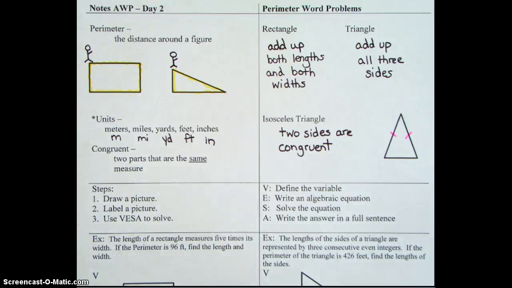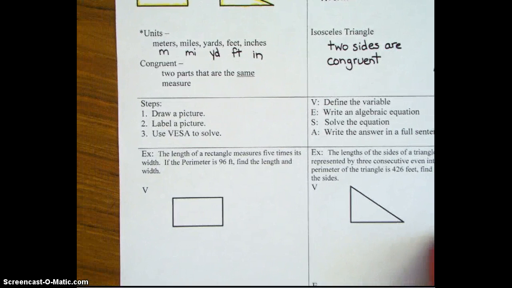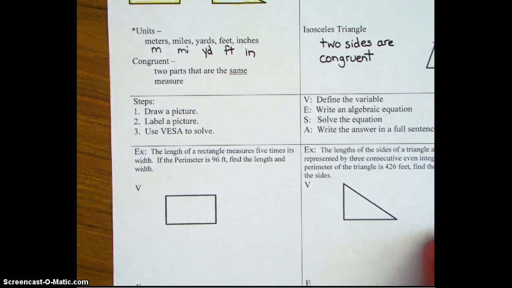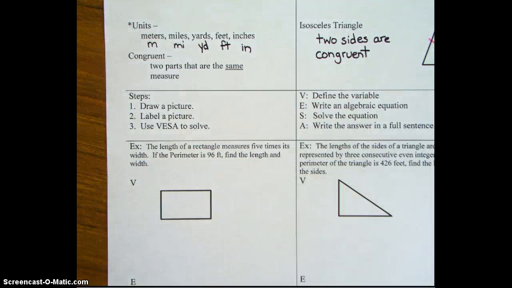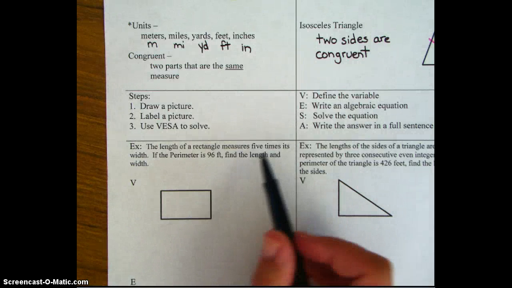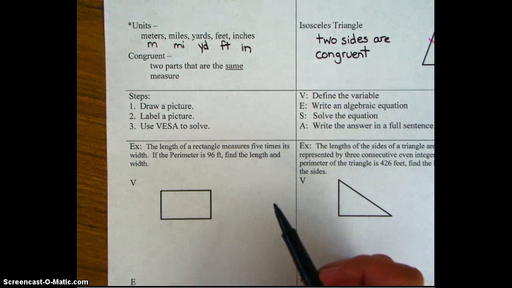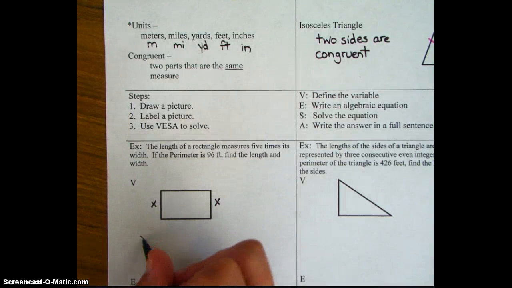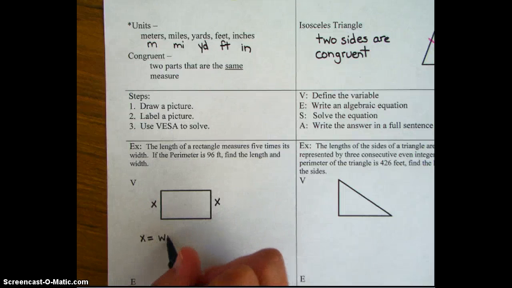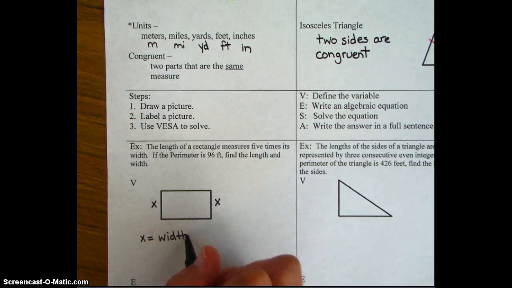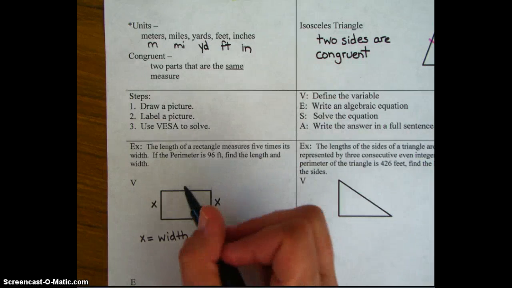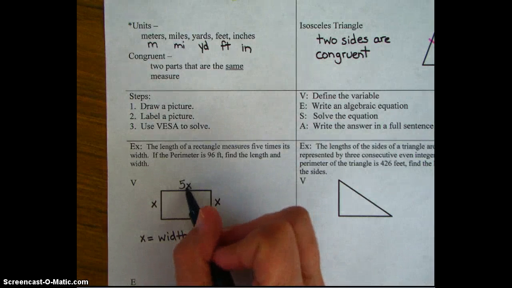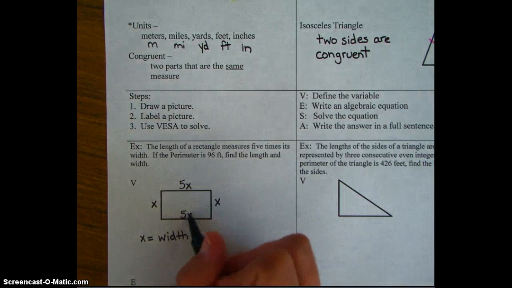Let's take a look at a rectangle question. The length of a rectangle measures 5 times its width. If the perimeter is 96 feet, find the length and the width. Well, if it says the length of a rectangle measures 5 times its width, we don't know what the width is. That's going to be our x. So x will be our width. The length says 5 times its width, so we're going to multiply that by 5 on the top and also on the bottom.